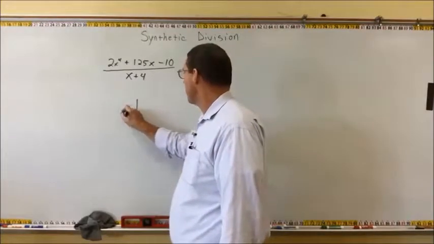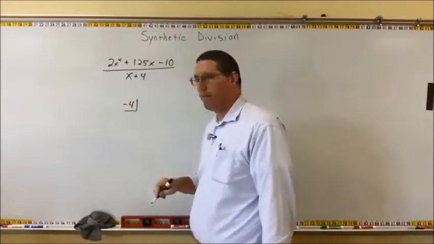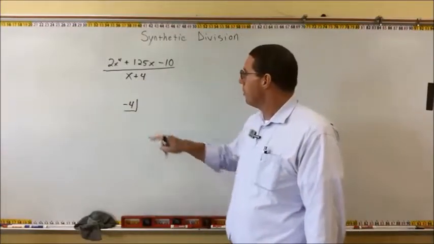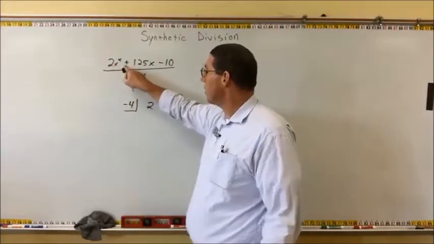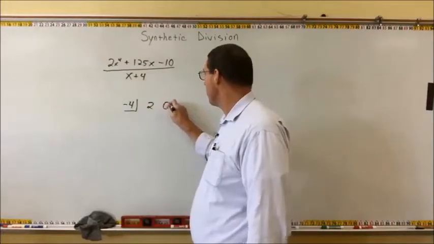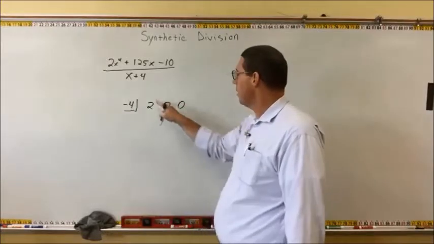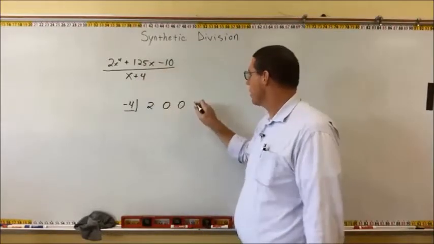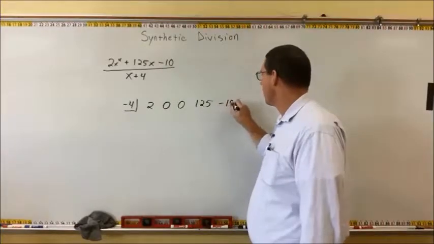We're going to draw our half box. This is x plus 4, so I'm going to put a minus 4 there in the half box. Now, I'm going to put a 2 here. That's x to the 4th. Now, we skipped over x to the 3rd and x to the 2nd, so we've got to put zeros in. There's 0x to the 3rd, then 0x to the 2nd, and now x to the 1st has 125. Lastly, we have a constant of minus 10.